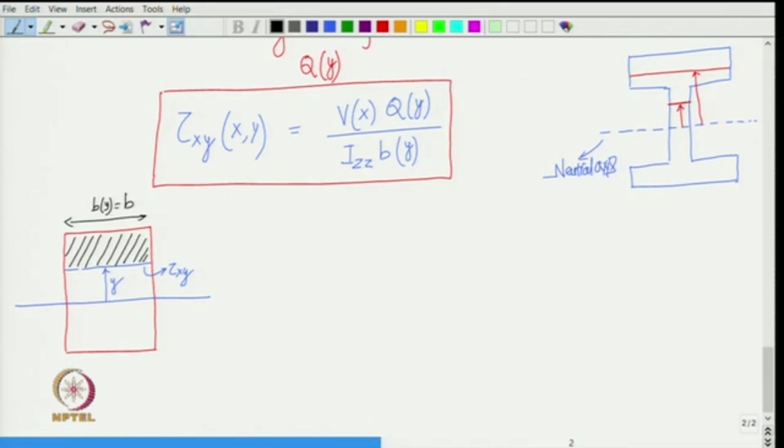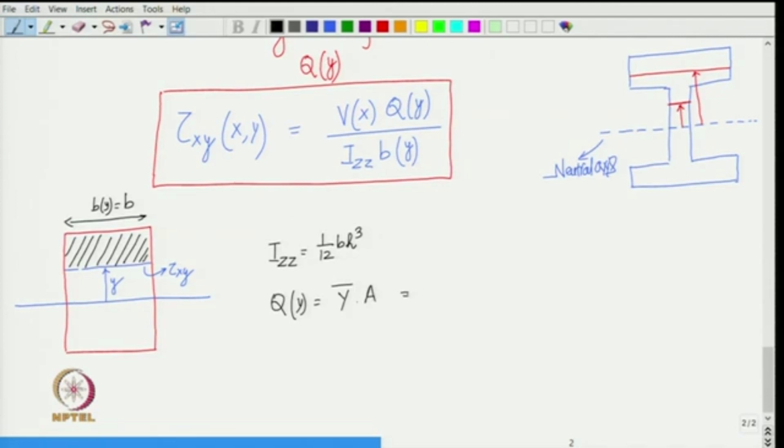and I z z. So, I z z we had already derived, it is equal to 1 over 12 b h cube, right. So, what will be q of y? So, what is the q for this shaded area? So, since it is the first moment, it would simply be the y coordinate of the centroid of this shaded area times the area itself.